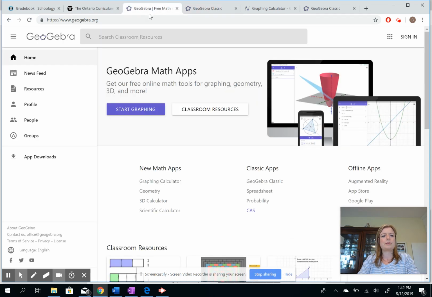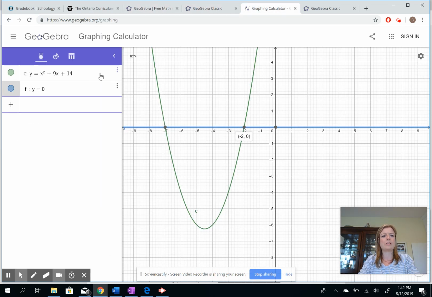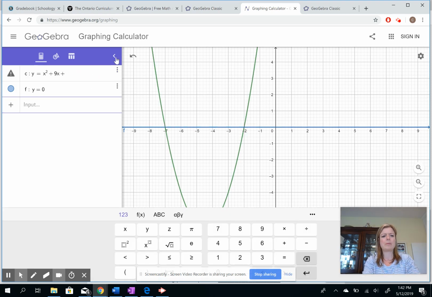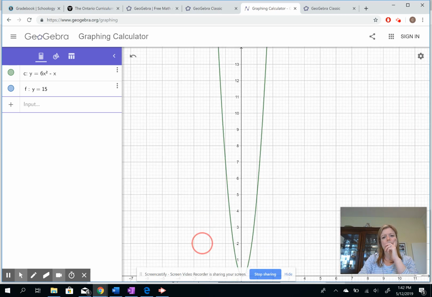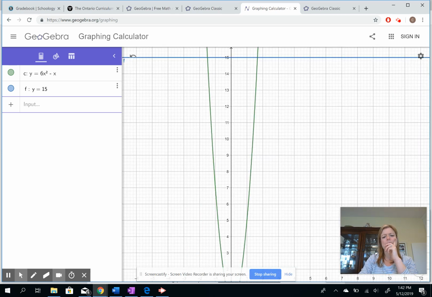Similarly, we can go to our graphing calculator. Now my left side was y equals 6x squared minus x, and my right side was y equals 15. I just need to go up in order to see that properly. Here it is. The green is the parabola, and the blue is the line of y values. So you see -1.5, that's -3/2, and 1.667, that is 5/3.